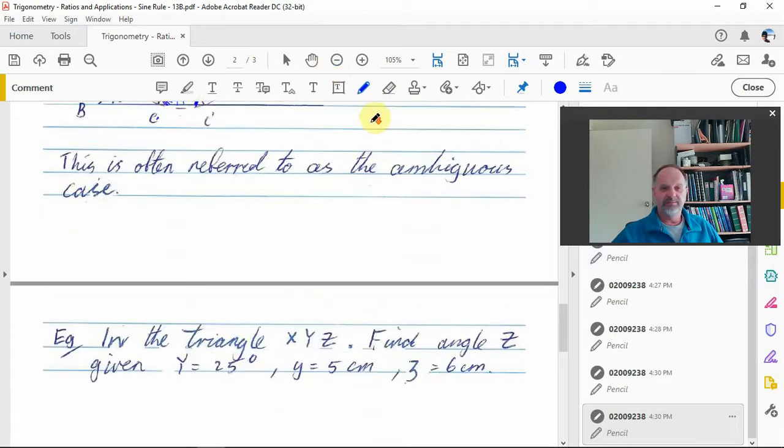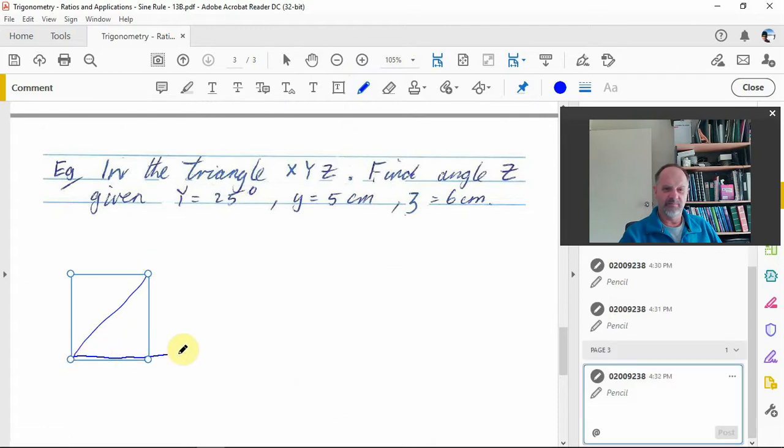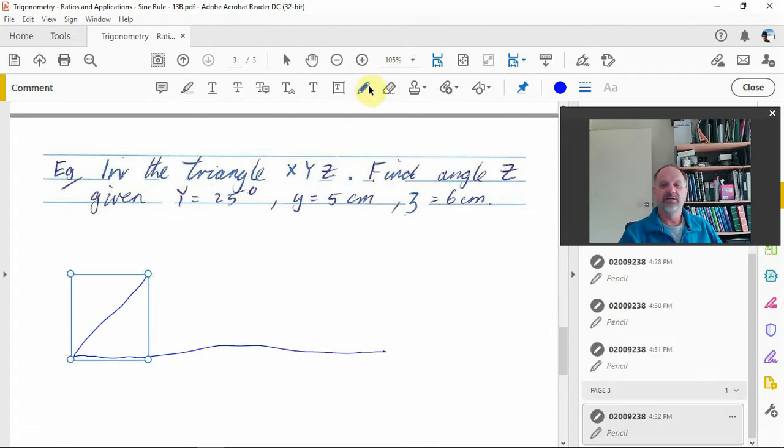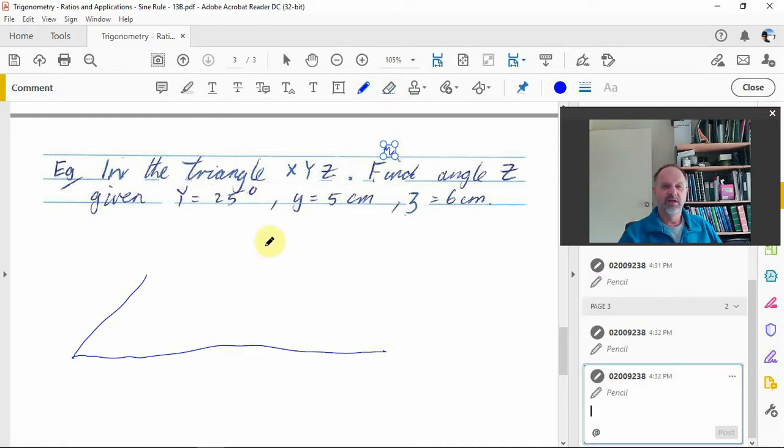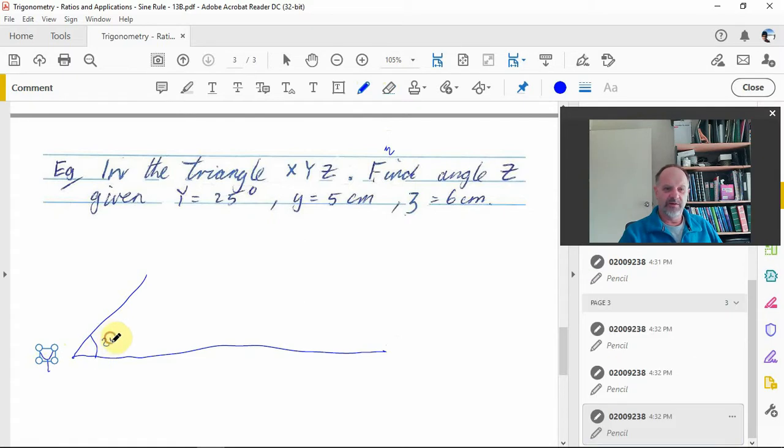All right, so here's an example. In a triangle XYZ, find angle Z given that Y is 25 degrees, length of Y is 5 centimeters, and the length of Z is 6. All right, so what I would do is I would draw like this. I probably want to use a ruler, unlike myself. And so this I'm going to make Y down here. So that's going to be 25 degrees.